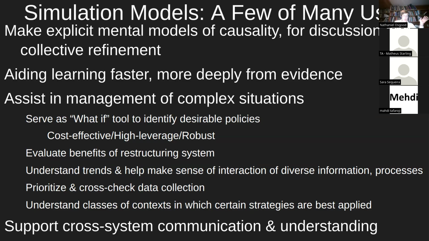They can help us in management of complex situations by allowing us to ask these what-if questions. We can look for interventions that are high leverage or robust to uncertainties or cost-effective. We can evaluate benefits of restructuring the system more radically, involving different balances between community care and acute care. We can better understand trends, better understand why we see that rising number of cases. Is it because of more effective contact tracing, more effective mass testing, or is it because of broader infection spread?